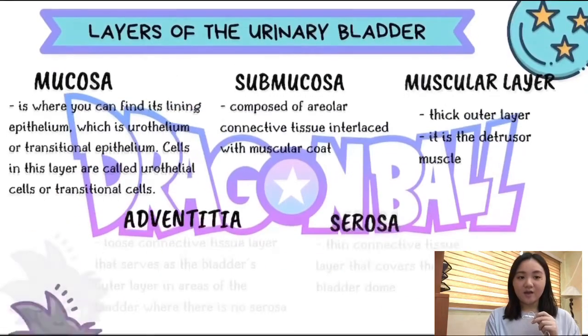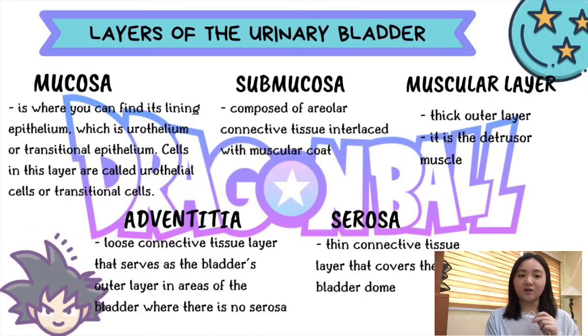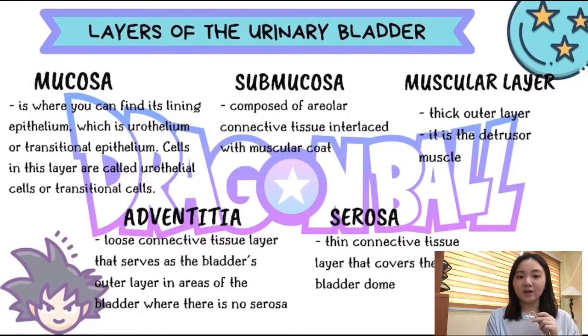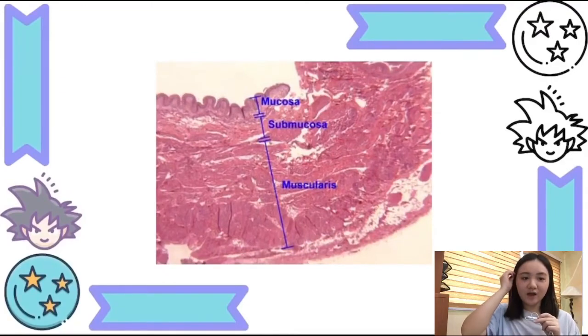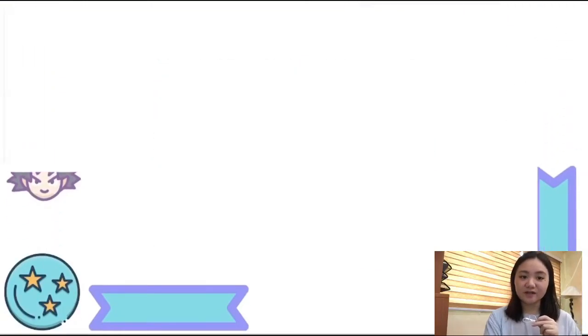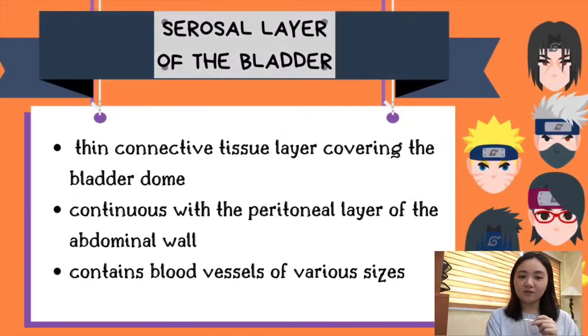Number 3, the layers of the urinary bladder are the mucosa, submucosa, muscular layer, serosa, and adventitia. The lining epithelium of the bladder wall is designed to have cells that increase in size and number in order to accommodate the stretching of the bladder wall, and the layers include the apical layer, the intermediate layer, and the basal layer. Number 4, the serosal layer of the bladder is a thin connective tissue layer covering the bladder dome and is continuous with the peritoneal layer of the abdominal wall.